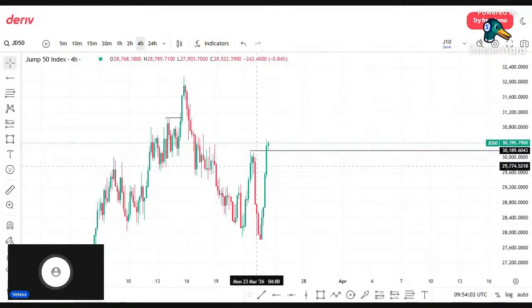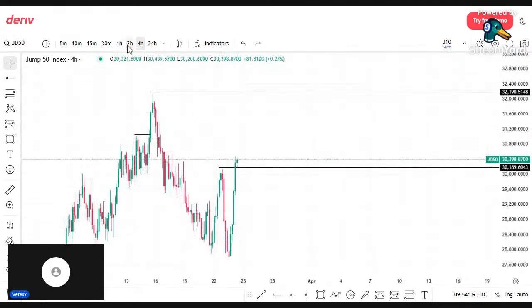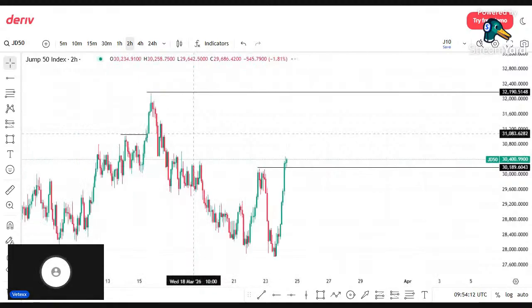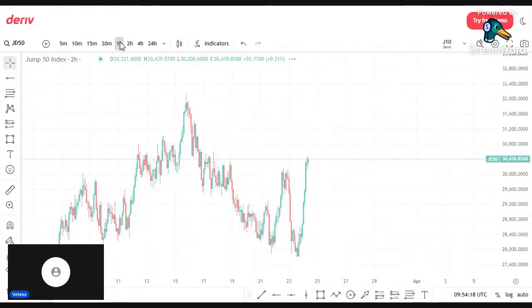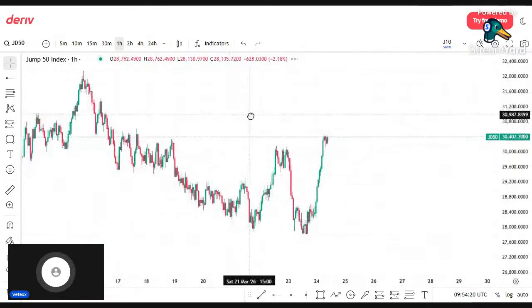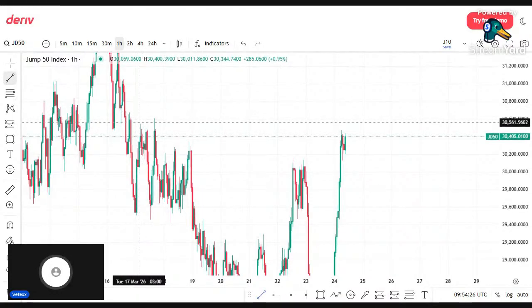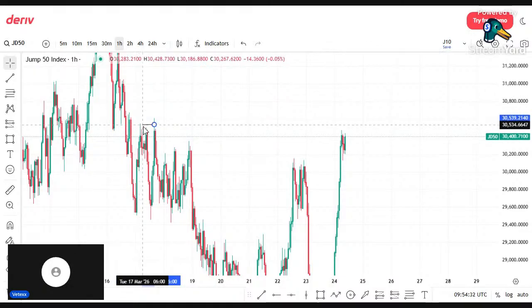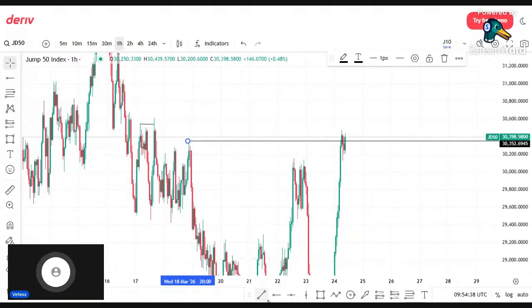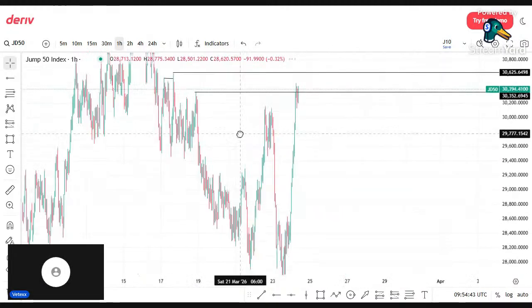Or better still, yes, this is not so solid. So let me check the 2-hour time frame. Okay, on the 1 hour time frame on jump 50, we have this structure. Price just took it out. We have our sweep here. We have structural liquidity, and this becomes our new protected high. So this is what we have on jump 50.